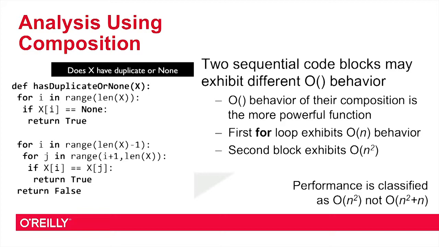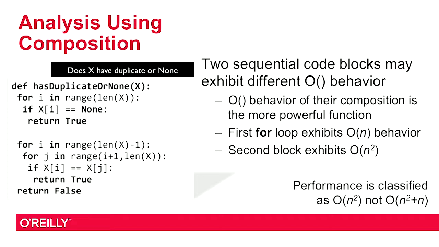Another way to evaluate the performance of some code is to consider how it's composed with other code in a consecutive manner. So I have a new function here called has duplicates or none. And it first has a check to see if the value None actually appears inside the list, as it can happen in Python. And if it does happen, I want to return true. Otherwise, I'm going to go ahead and compute that same duplicates check that I just showed you. So I've got these 2 sequential blocks.